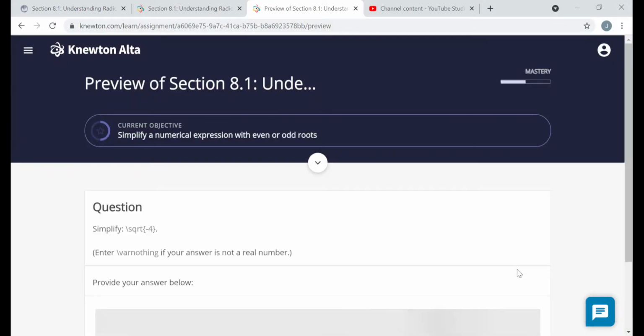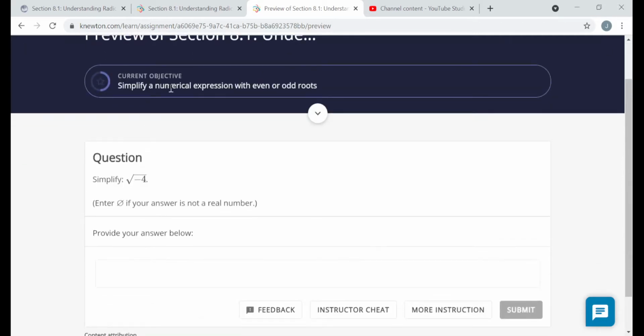Next question. Wow. Another one. Hopefully one of these comes up from this simplified numerical expression with even or odd roots that I can actually do. Because once again, I have an even root symbol, this square root. And then the radicand is negative. The square root of a negative number. That's not real.